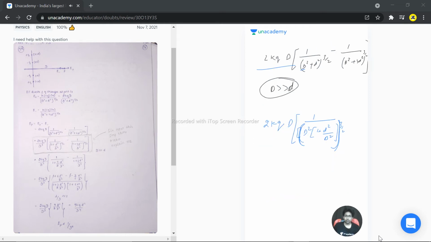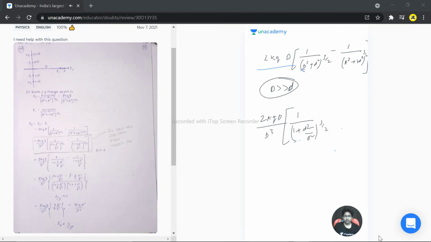I'm just writing it directly now, because we already have solved that. 2kq capital D by, now I can write D cube here, and in bracket I have what? I have actually 1 divided by (1 plus d square by D square) raised to the power 3 by 2. Is that correct now? And the same we have done in the next thing.